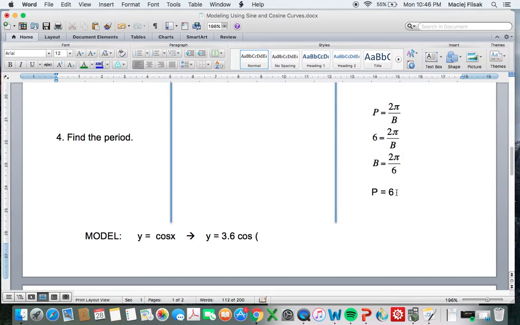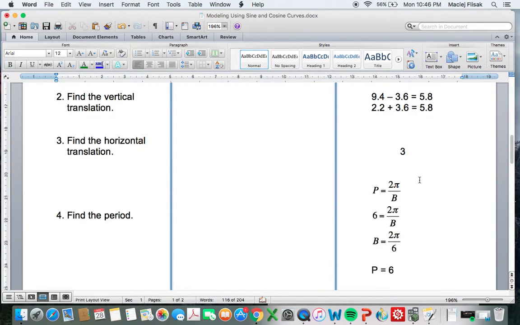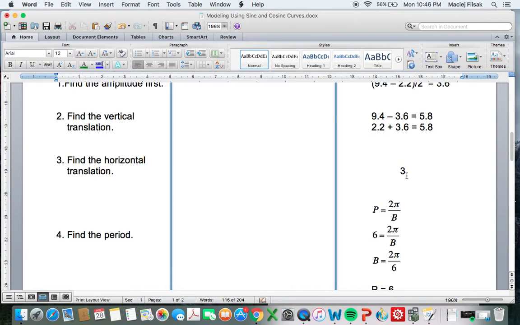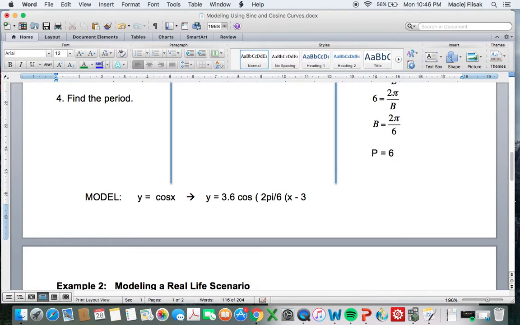Now we know the b value, I just calculated it, is 2 pi over 6. So here I'm just going to write it like this, okay? 2 pi over 6. You can write it with the proper symbols. And then x minus, what was the horizontal translation? The horizontal translation was 3. So then x minus 3.